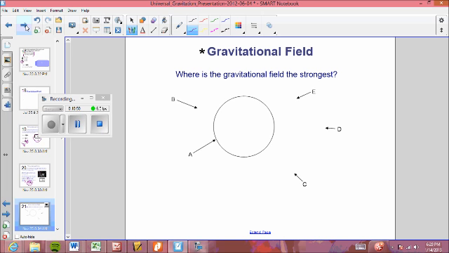So which of these gravitational fields is the strongest? Well, you want to pick the one that's got the closest distance, which would have the smallest r squared. So the closest would be here.